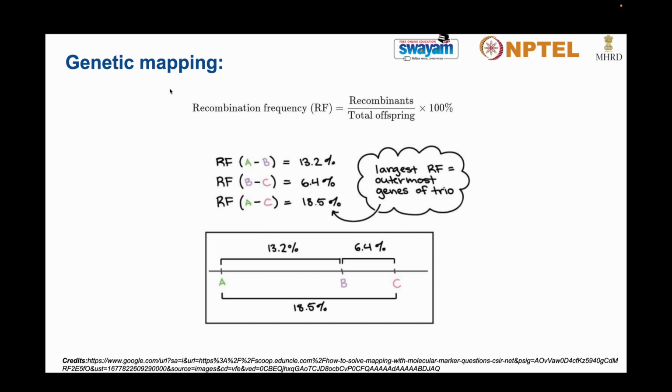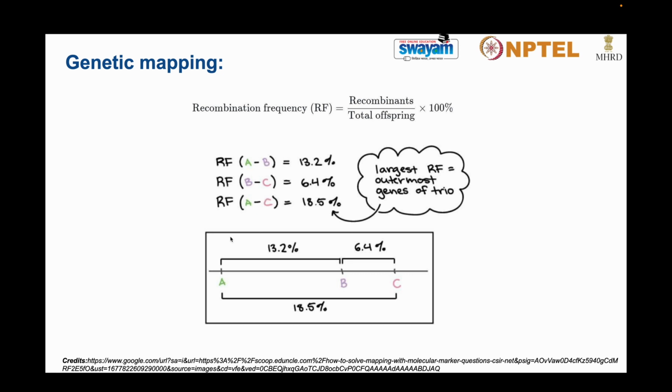Here I've given you an example of genetic mapping. For example, if you want to calculate the recombination frequency, it is calculated by the formula: recombinants divided by total offspring, multiplied by 100%. You will be given numericals in which you are provided the number of recombinants and the total offspring present, and you will have to find the recombination frequencies.